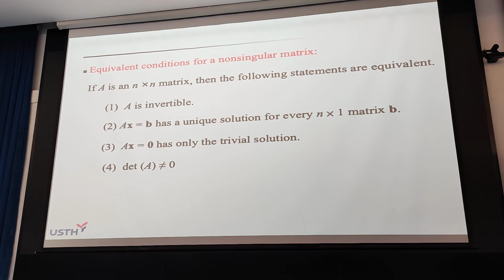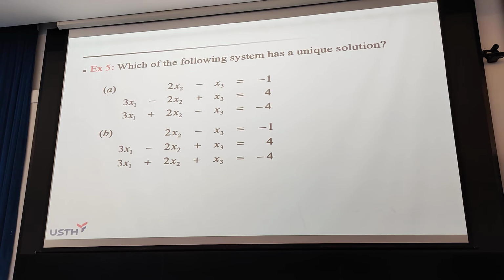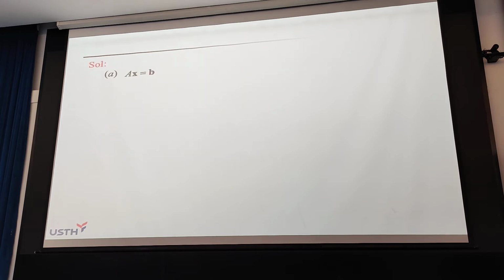From one property you can imply any other property. And here are examples of how you can apply those conditions. You are given 2 systems of linear equations like that, and you are required to determine which of the following systems will have a unique solution, meaning it has only one solution. So we write it in the matrix form. It is Ax equals B.